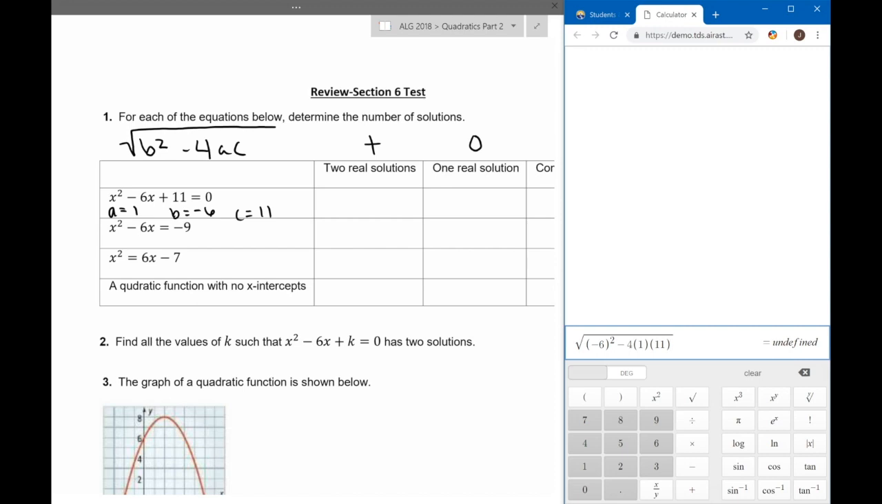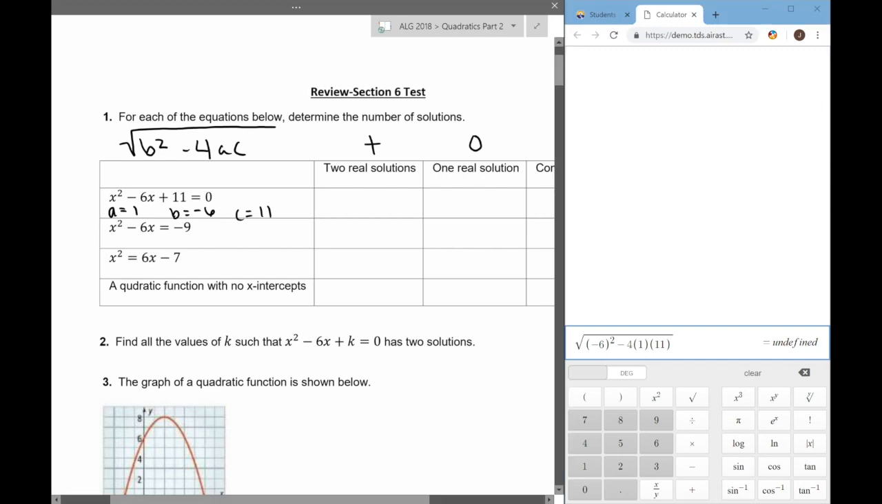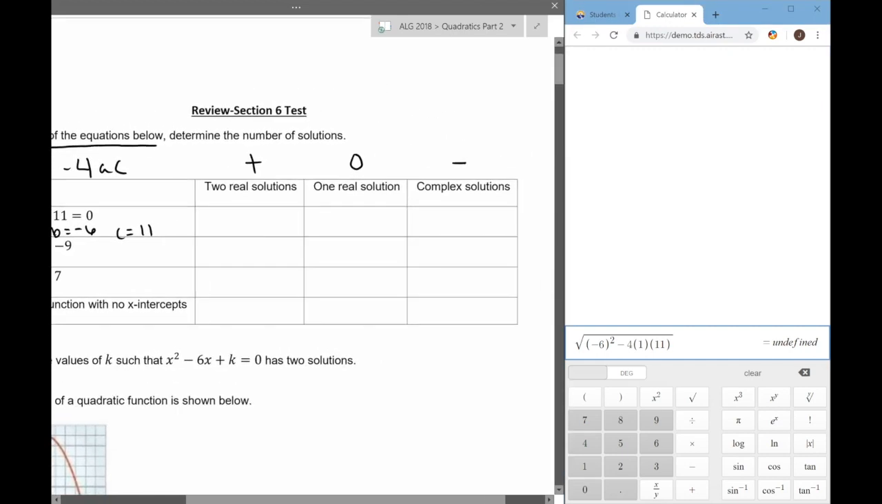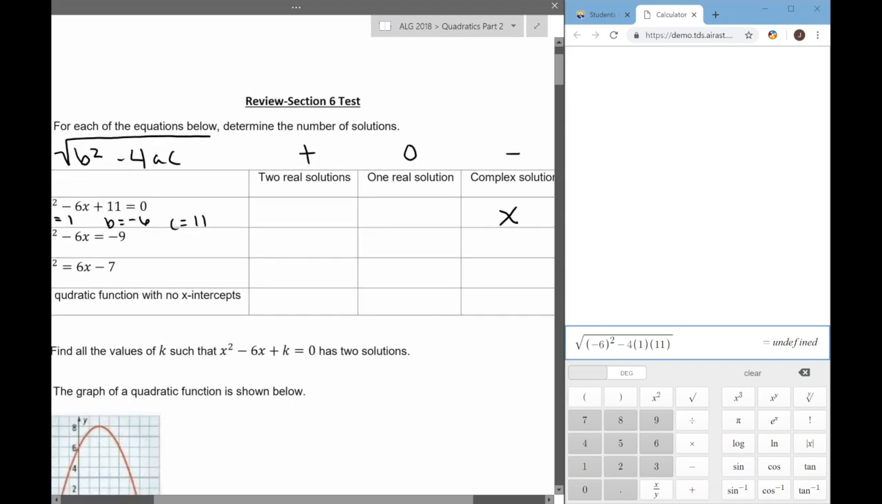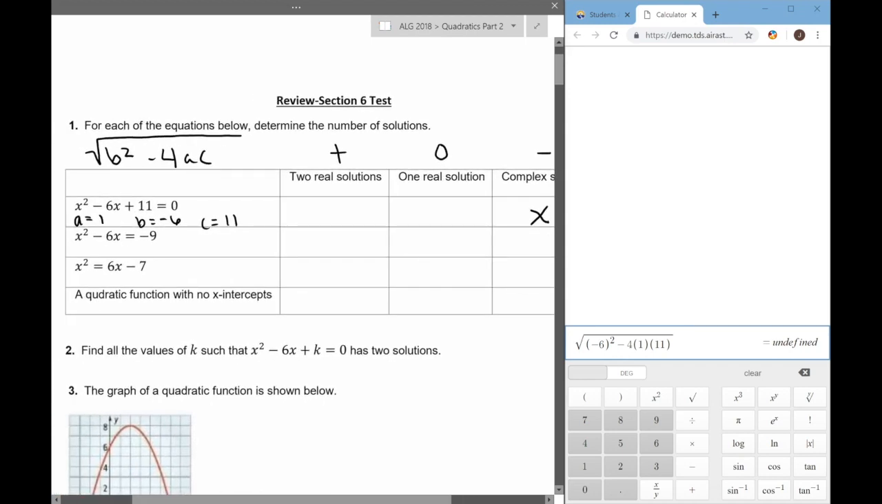Okay. So clearly this says undefined. Which means my number is going to be a negative number. Because of that, I have a complex solution. Okay. Undefined means it comes out no number. Okay. Alright, the next one.